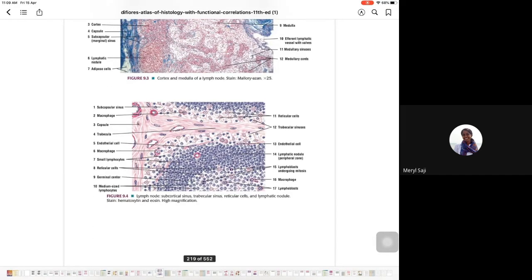Super. Figure 9.4, lymph node, subcapsular sinus, trabecular sinus, reticular cells, and lymphatic nodule, stain H and E, high magnification. We see subcapsular sinus, macrophage, capsule, trabecula, endothelial cell, and macrophage, small lymphocyte, reticular cells, germinal center, medium-sized lymphocytes. And again we see reticular cell, trabecular sinuses, endothelial cell, lymphatic nodule, peripheral zone, and lymphoblasts undergoing mitosis, macrophage, and lymphoblasts.